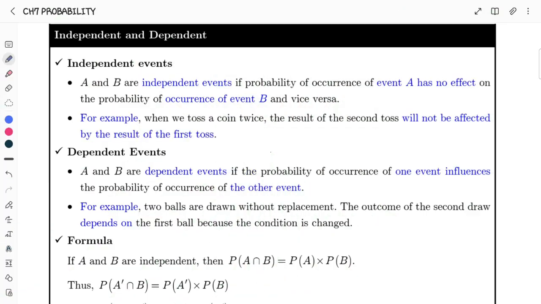Independent events. A and B are independent events if the probability of occurrence of event A has no effect on the probability of occurrence of event B, and vice versa. For example, when we toss a coin twice, the result of the second toss will not be affected by the result of the first toss.